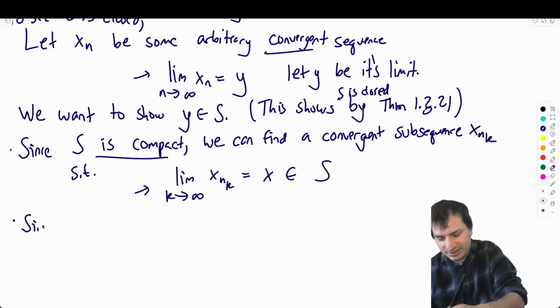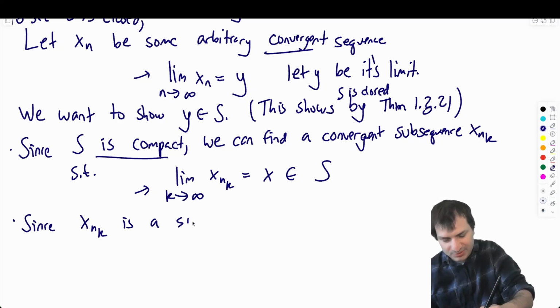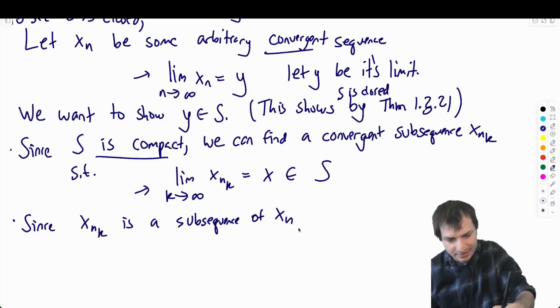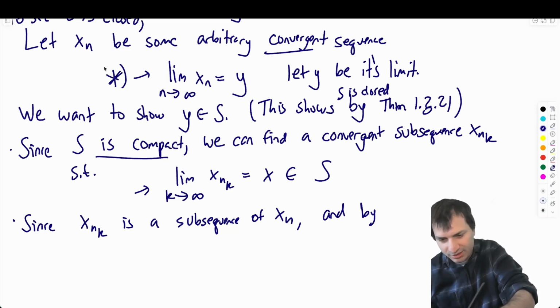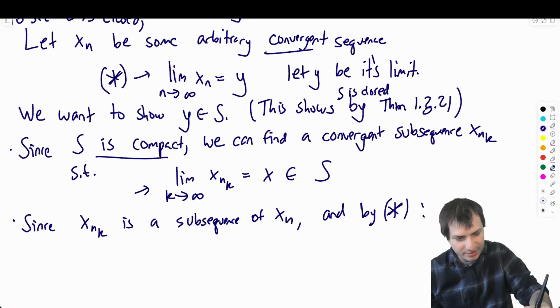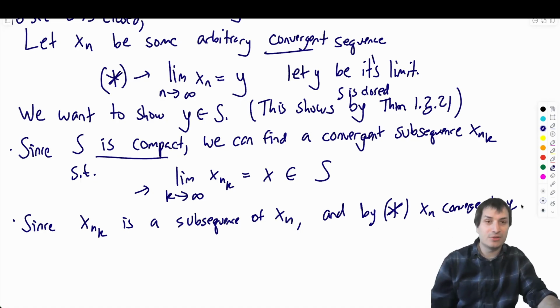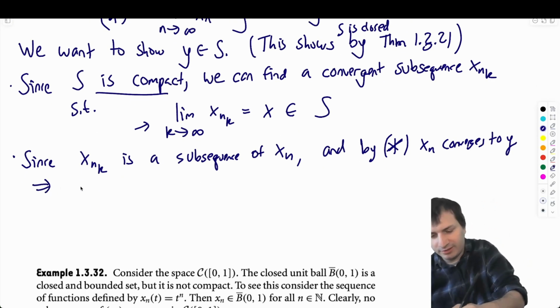Let's say since x_{n_k} is a subsequence of x_n, and by, let's give this thing a name, let's call this star. And by star, x_n converges to y. So this is converging to y. Therefore, x_{n_k} also converges to y.